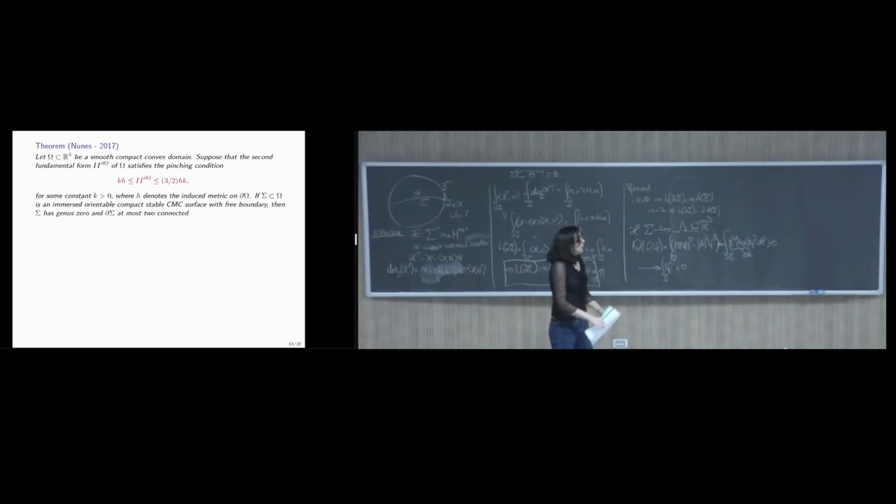For example, if you have a ball. Okay. And suppose that the second fundamental form of the boundary satisfies this pinching condition here, where k is a number bigger than zero, and h is the induced metric on the boundary. Now, if sigma is an immersed, orientable, compact, stable CMC surface with free boundary, then what do they prove? They prove that sigma has genus zero, and the boundary has at most two components.